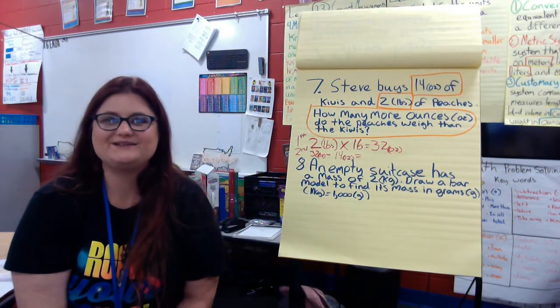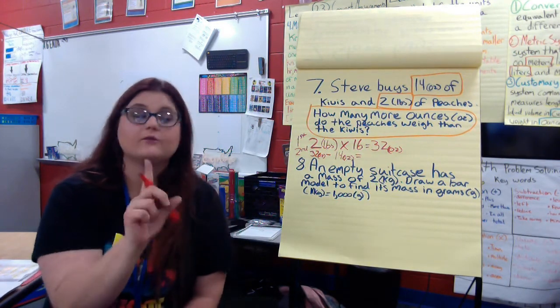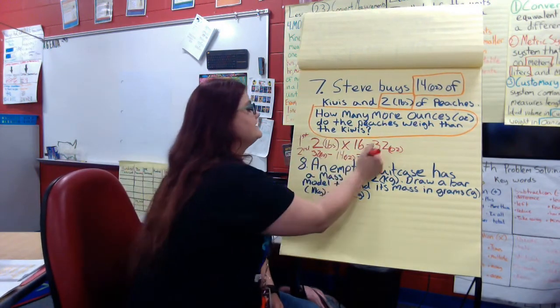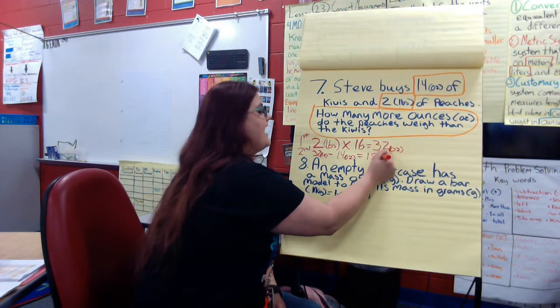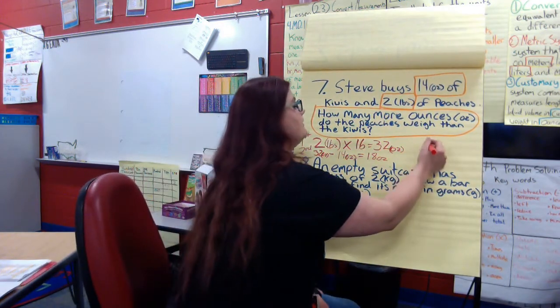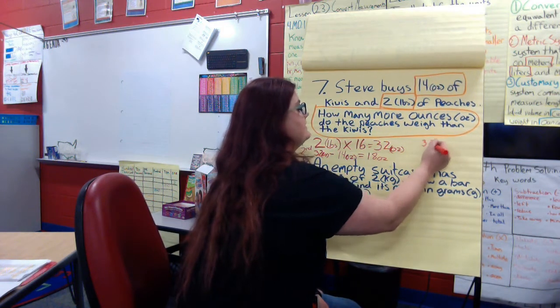I'll give you a second to do the math. You do the math. Don't make me do all this math by myself. All right, 32 minus 14, it should have been 18 ounces. If you didn't get that, you might have carried wrong. So let's look at it in the standard algorithm.